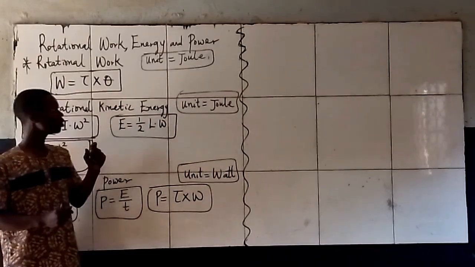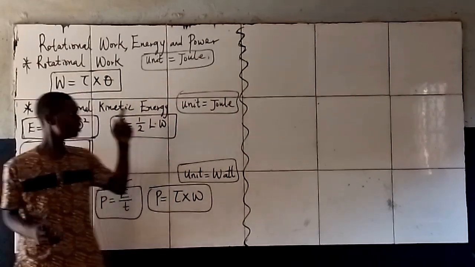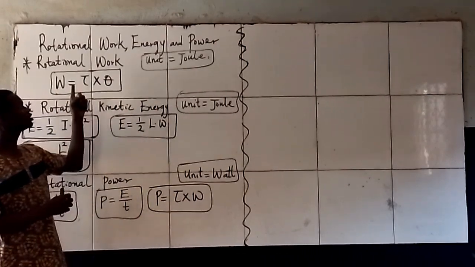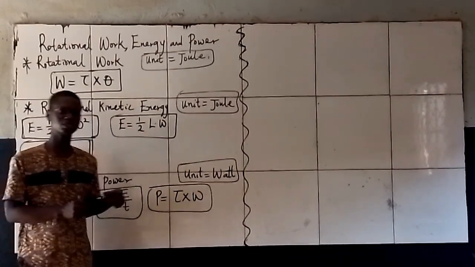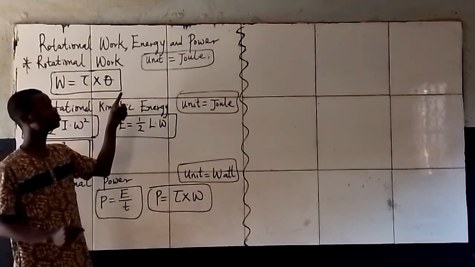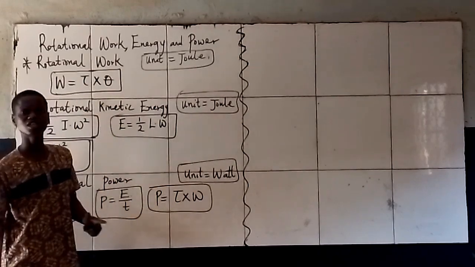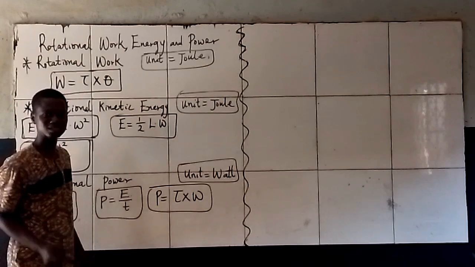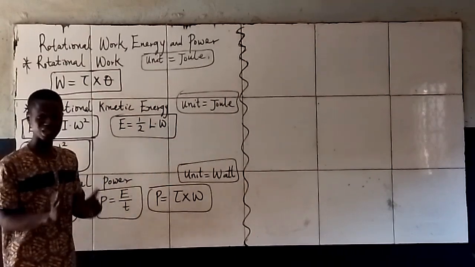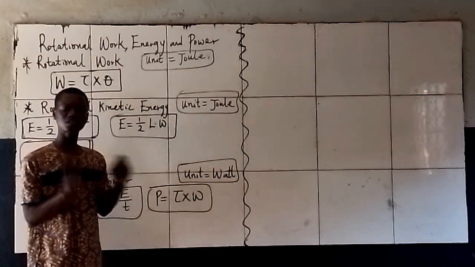For rotational work, the unit is still the same unit as for normal work, which is joule. Now, the formula to make use of when you are asked to find the rotational work done is torque times angular displacement. Remember, for normal work done, we say force times displacement. But because this is rotational motion, instead of force, we will say torque. Now, instead of distance, we will say what? Angular displacement, which is theta. So observe those similarities.